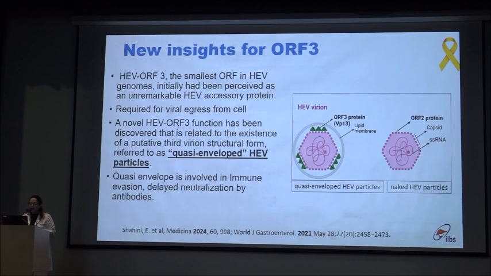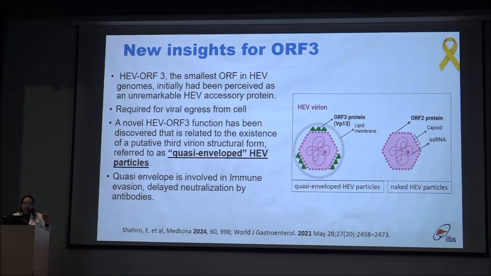So the entire question of the hepatitis E virus vaccine, whether to use it, comes back to square one: if the virus is capable of immune evasion, then what are we targeting, and how do we prevent this infection? ORF3 is another interesting protein. Earlier it was thought that it is only used for release of the virus, but now there are two forms.